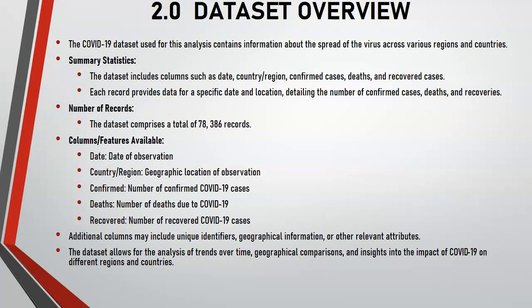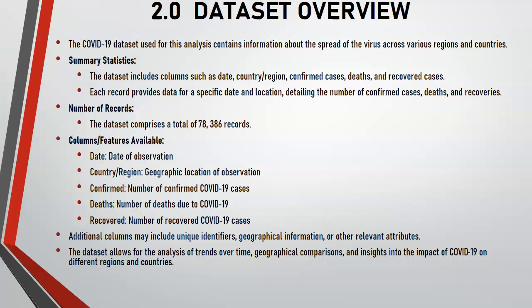The COVID-19 data set used for this analysis contains information about the spread of the virus across various regions and countries. Some of the statistics in the data set include columns like date, country or region, confirmed cases, deaths, and recovered cases. Each record provides, for a specific date and location, the number of confirmed cases, deaths, and recoveries. The total number of records in this data set is 78,386 records.